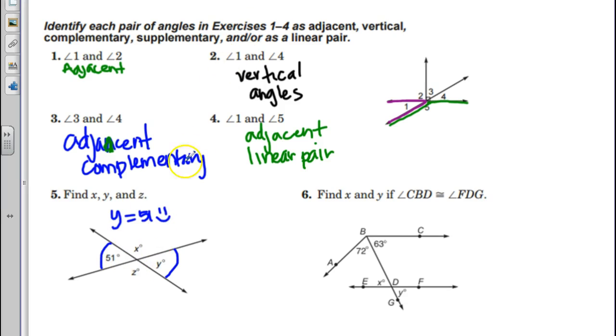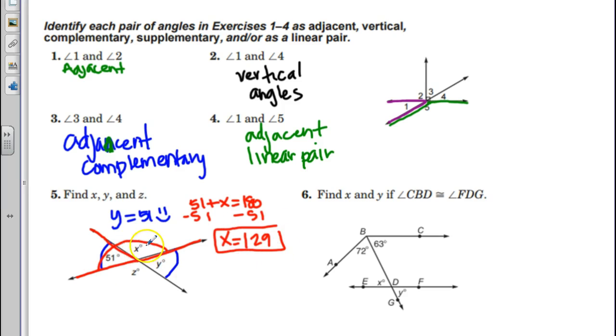All right, so now let's see if we can find one of the other two. Well, we know that these two guys form a linear pair. Do you see these two adjacent angles? The common side and then the back side forms a line, opposite rays. So I know that 51 plus something has to be equal to 180. To solve for X, I subtract 51 from both sides, and X is 129. All right, if X is 129, I see that Z is a vertical angle with X. So Z is also 129.